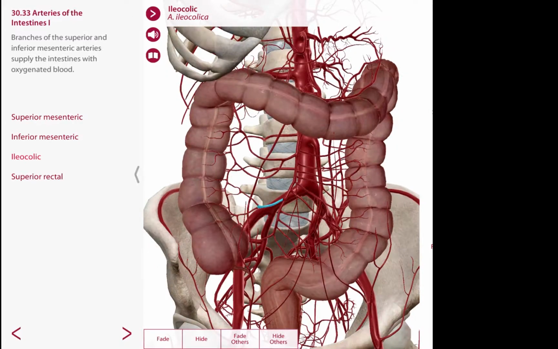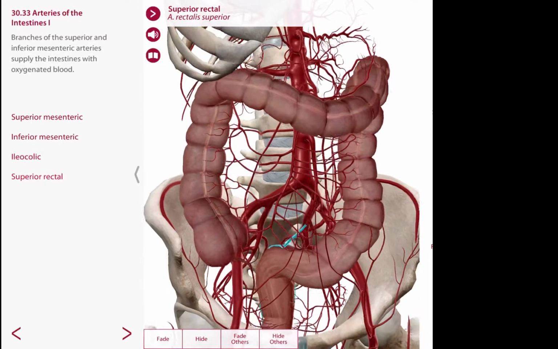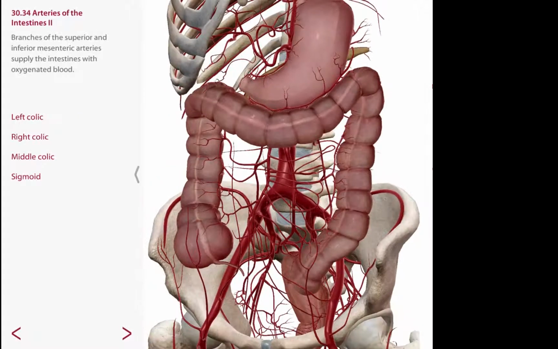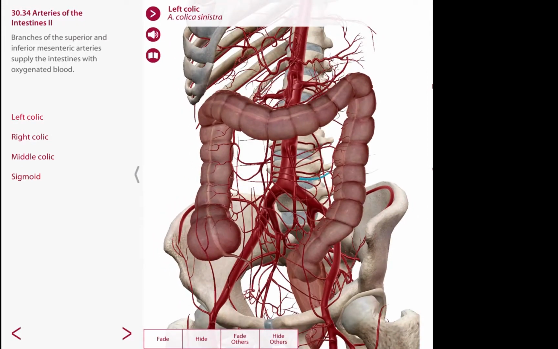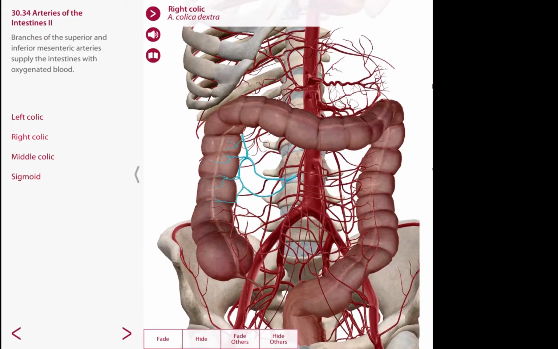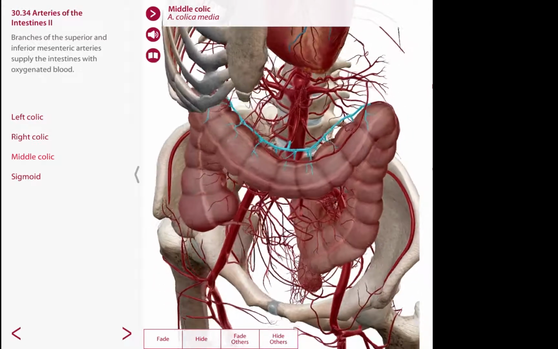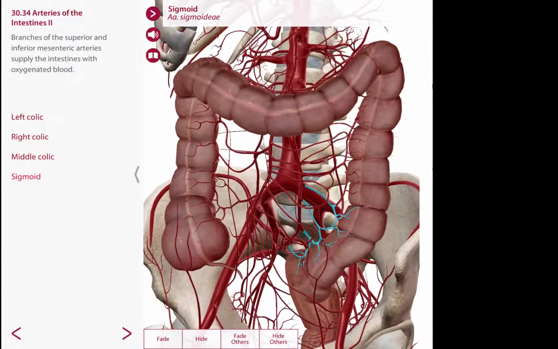Ileocolic, colic means colon. Ileo means the ileum. That's just that part of your intestine that's over in that area. Superior rectal means top of the rectum. That's the top of the rectum right there. Left colic, left of the colon. Right colic, right of the colon. Middle colic, middle colon, see right there. And then sigmoid would hit the sigmoid colon.